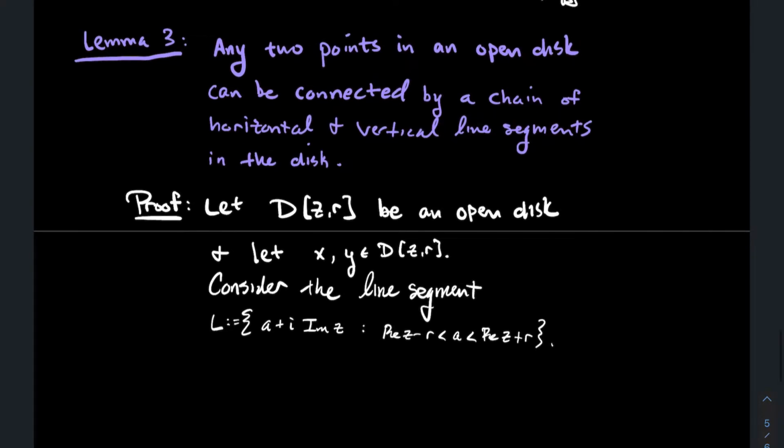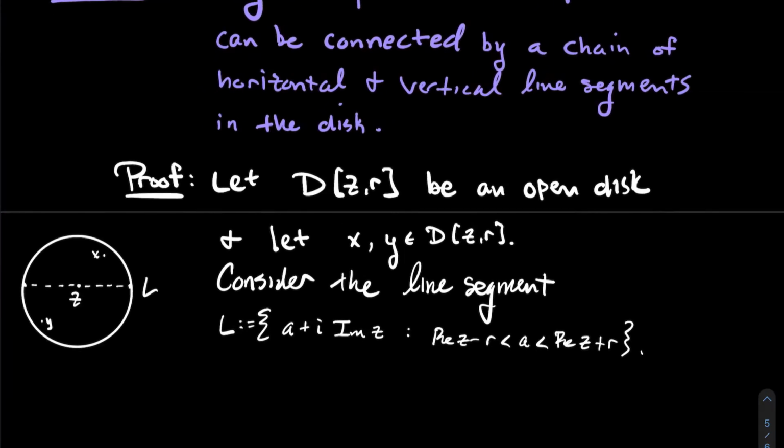And the way I'll write that down is A plus i times the imaginary part of Z, where A gets to run from the real part of Z minus R over to the real part of Z plus R. And if that's a little bit confusing, just in a picture here, I'm just talking about this horizontal line segment. The farthest left it goes is whatever the real part of Z is minus R, and the farthest right it goes is whatever the real part of Z is plus R. And then notice the imaginary part of Z is fixed, so there's no vertical shifts in that segment at all. It's flat.